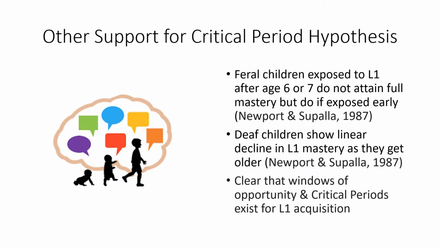Other support for the critical period hypothesis came from the feral children. These are children who were raised without much human contact or with no human contact, wild children who were not exposed to their first language until after age 6 or 7. And it was found that they do not attain full mastery of the language, even if they're exposed when they're 6 or 7. Deaf children also show a linear decline in mastering their first language as they get older. The younger a deaf child learns American Sign Language, the more adept they become at it, the more fluent they are with it. So it's clear that there are windows of opportunity and critical periods for first language acquisition.